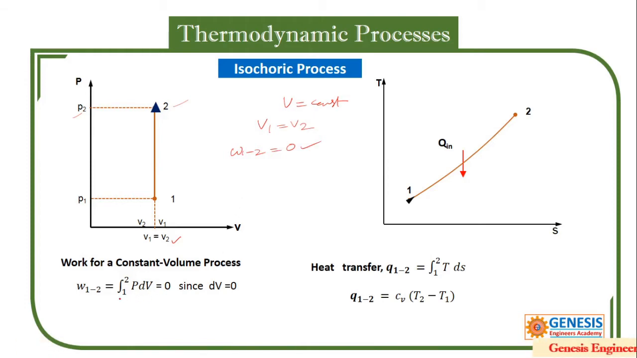From the equation, work done during the process 1 to 2 is integral 1 to 2 P into dV. Since change in volume is 0, this also gives us the work done 0.